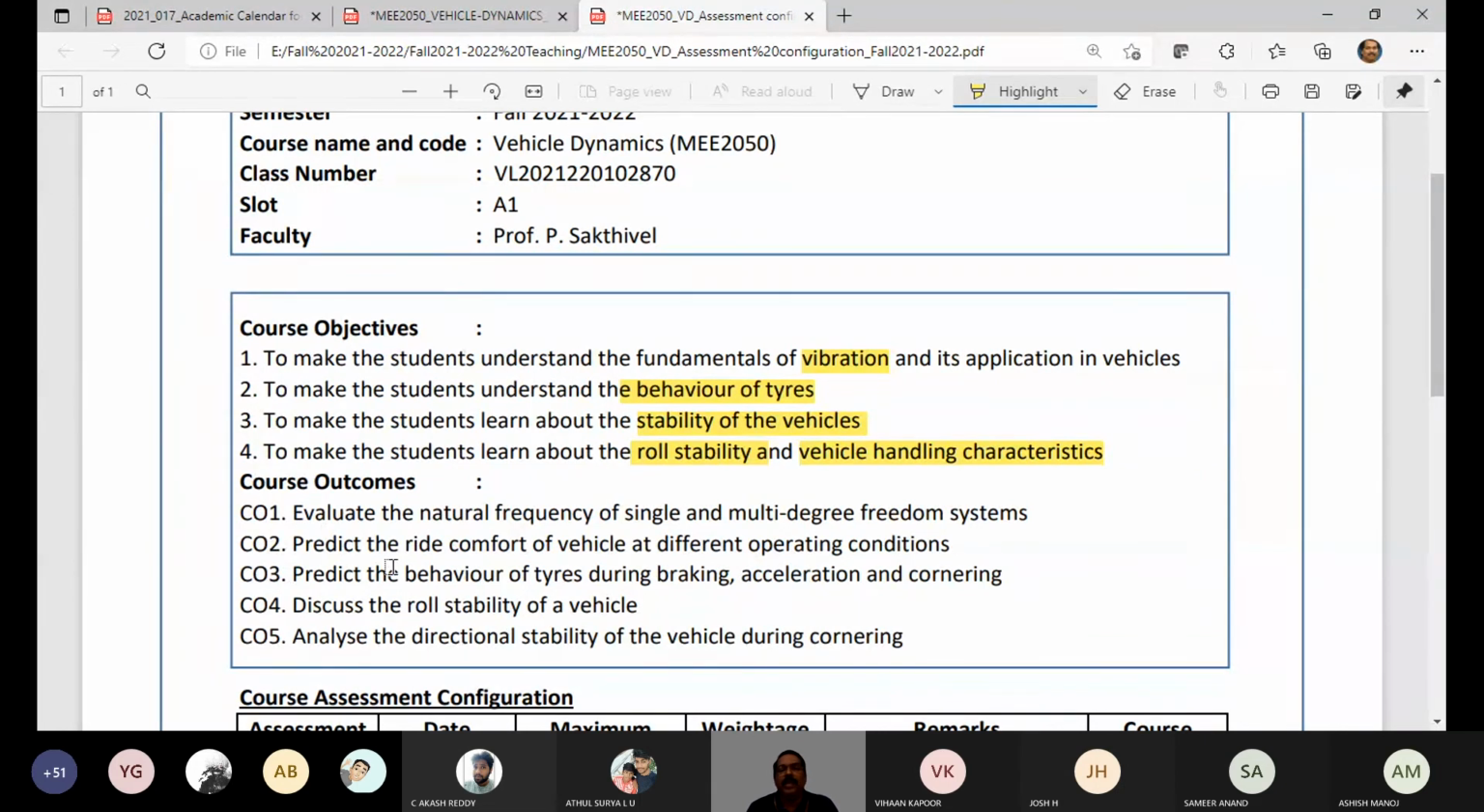So if we are good at understanding the fundamentals of vibration, you would definitely be able to look at a physical system and represent it as a single or multi-degree freedom system, represented by vibration system elements called mass, spring and damper, and you would be able to find out the natural frequency of the system and the modal behavior of the system.